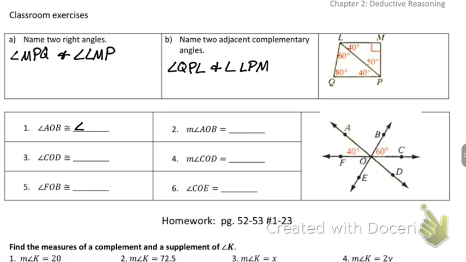All right. So this one says angle AOB is congruent to what angle? Do we know for 100% fact? EOD. How do we know it's congruent to EOD? Because they're across from each other. They're vertical angles. AOB and EOD are directly across from each other, so they have the same exact measure.